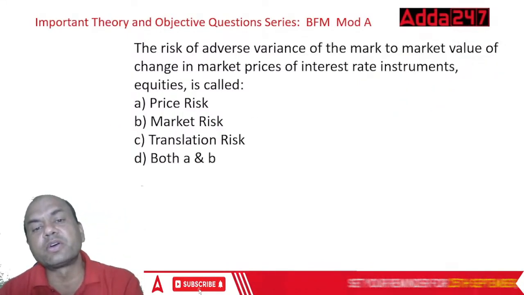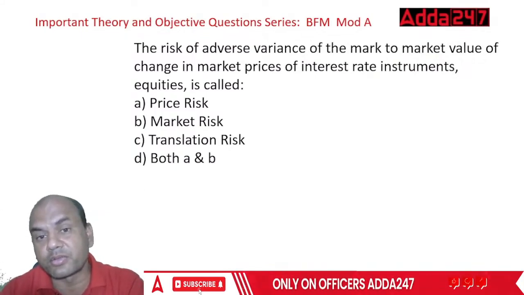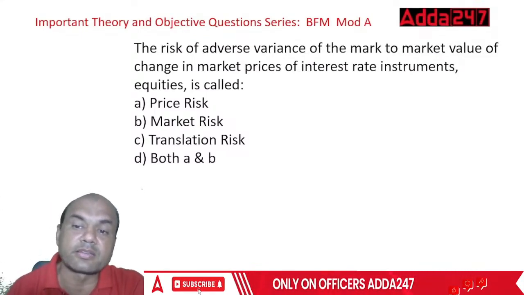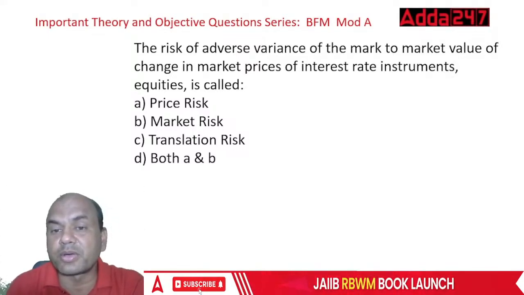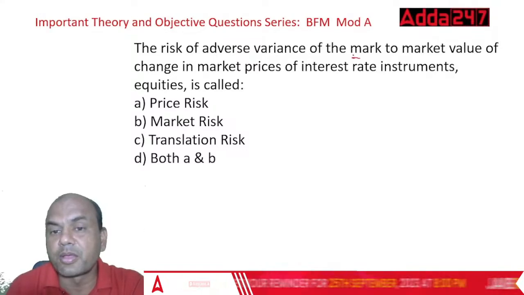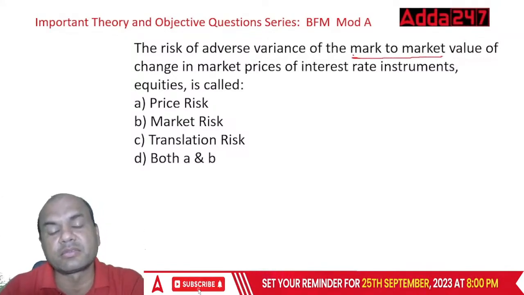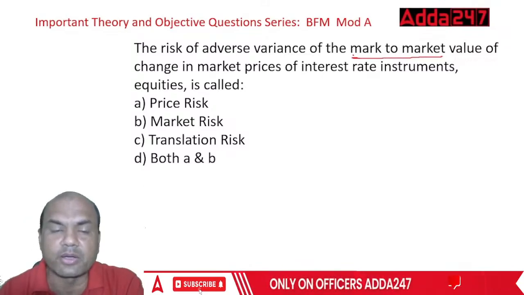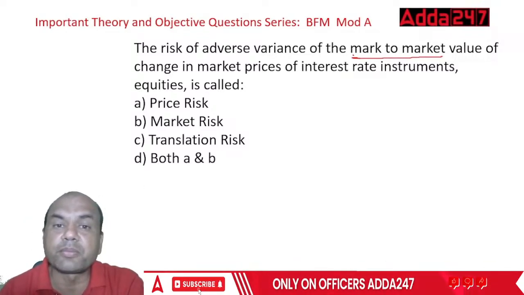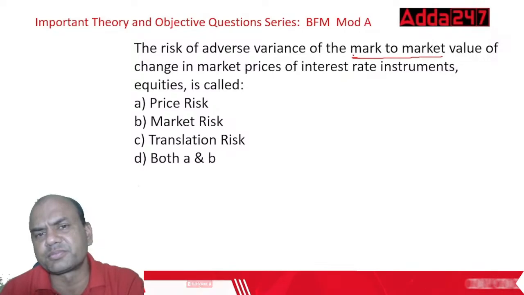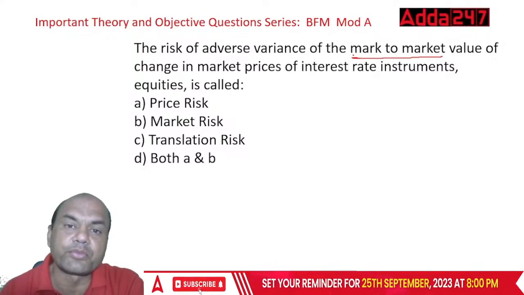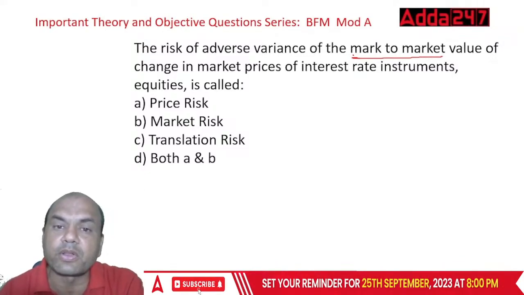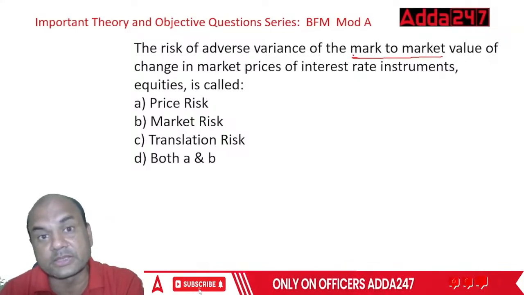The risk of adverse variance of mark to market, of change in the market price of interest rate instruments and equities, is called what? So what is mark to market? Mark to market means, basically the logic behind it is, suppose I bought a bond and I am not going to sell it immediately. But mark to market means whether notionally I am gaining some profit or not in that. That's the meaning of mark to market.